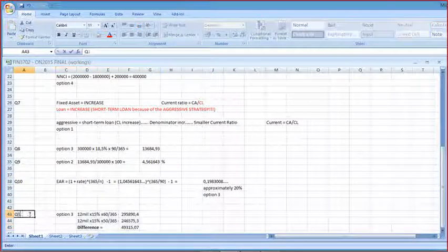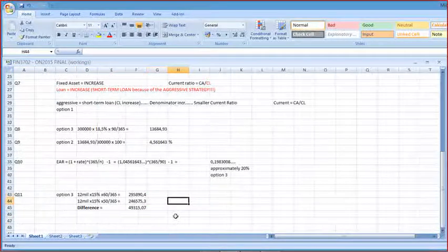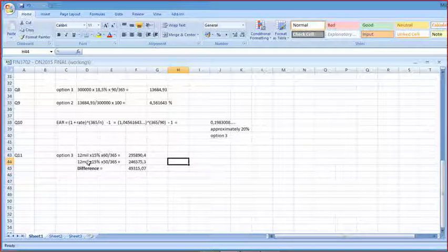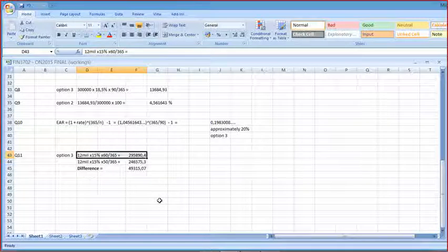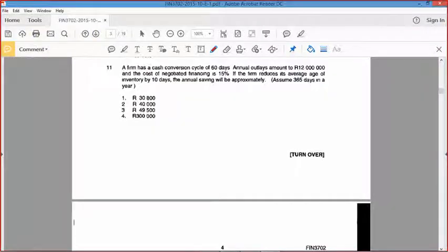Scenario 1, 60 days. If I've got 60 days and I require 12 million at 15%, over 365 days in the year, I'm going to land up with that answer. Then I do the same thing with 50 days. The difference is what you're saving, which is 49315. In the actual answers, they didn't give a specific answer, but they said approximately. So to the nearest 500 would be correct. The exact answer is 49315.07.